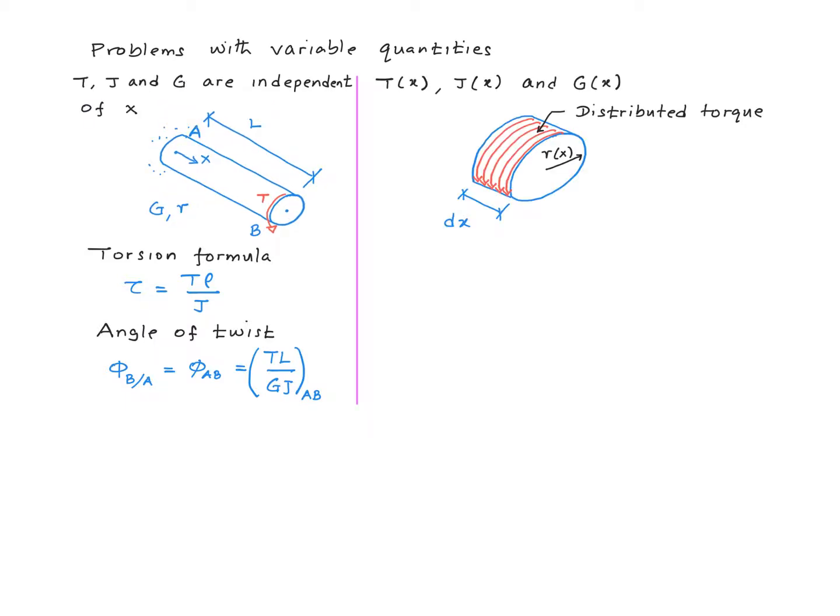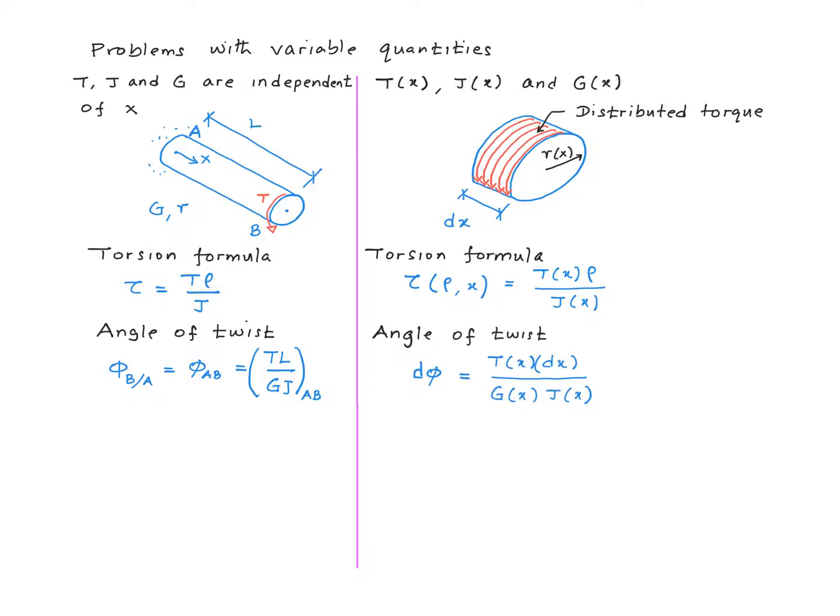Now consider the case where these key quantities T, J, and G vary with x. The torsion formula can still be used, but we recognize torsion T is now a function of x. And similarly, J, the polar moment of inertia, is also a function of x. We already know tau is a function of rho, the radius, right? And therefore, tau now is a function of both the radius rho and the distance x.